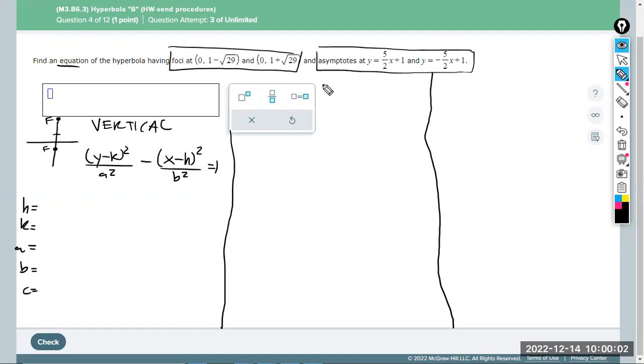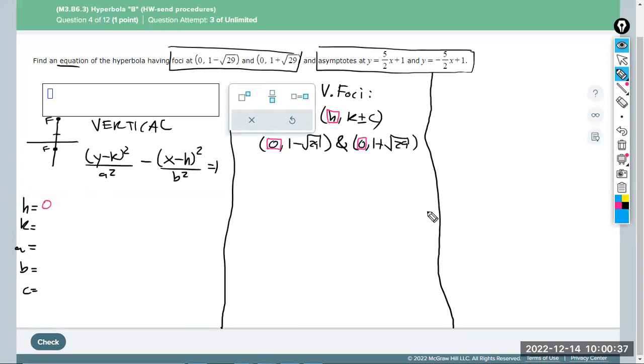The vertical foci are given by this formula: (h, k plus and minus c). And I'm given these two foci: (0, 1 minus the square root of 29) and (0, 1 plus the square root of 29). As you can see right away, h is 0. So take note of that.